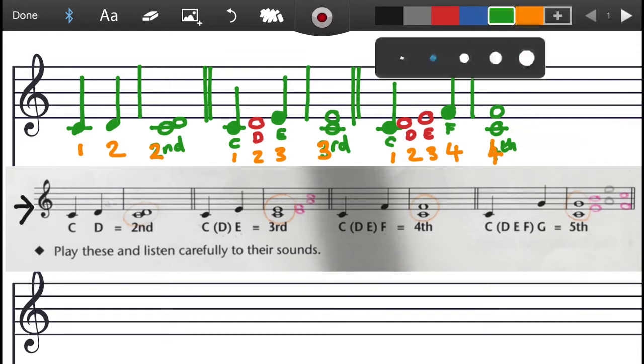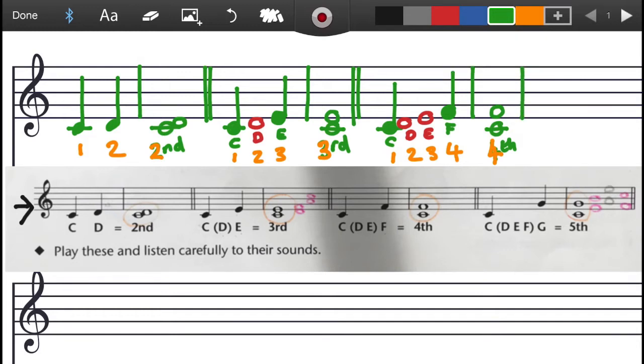All right, and finally, let's have a look at our fifth. So we've got a C and we've got a G. And when you play them together, that makes a fifth. You are missing D, E and F. I'm going to squash them in, write them in for you, D, E, F. So you are playing C and you are playing G. There are 5 notes, and therefore it is a fifth.